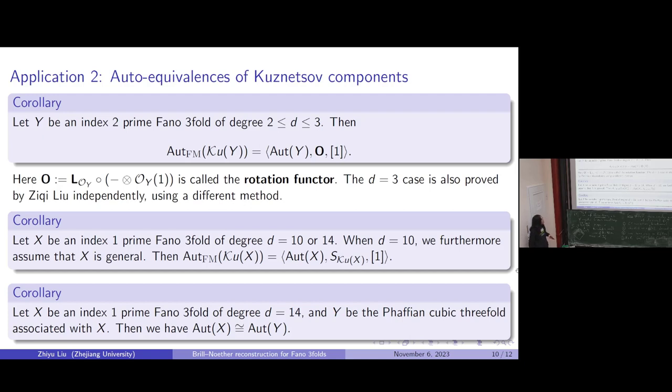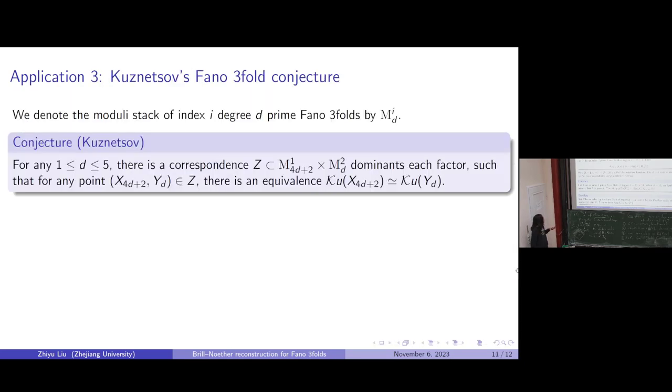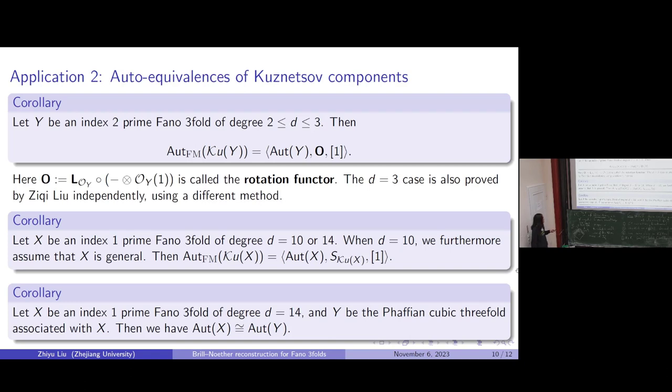And by the result of Kuznetsov, we know that for any degree 14 index 1 prime Fano threefold X, there is a cubic threefold Y associated with X such that their Kuznetsov components are equivalent. So we know that X and Y have equivalent Kuznetsov components. Using these two corollaries, we obtain this result, which says that the automorphism group of X is isomorphic to the automorphism group of Y. I'm not sure if there are classical reasons for this result, but we can prove this without using categorical methods.